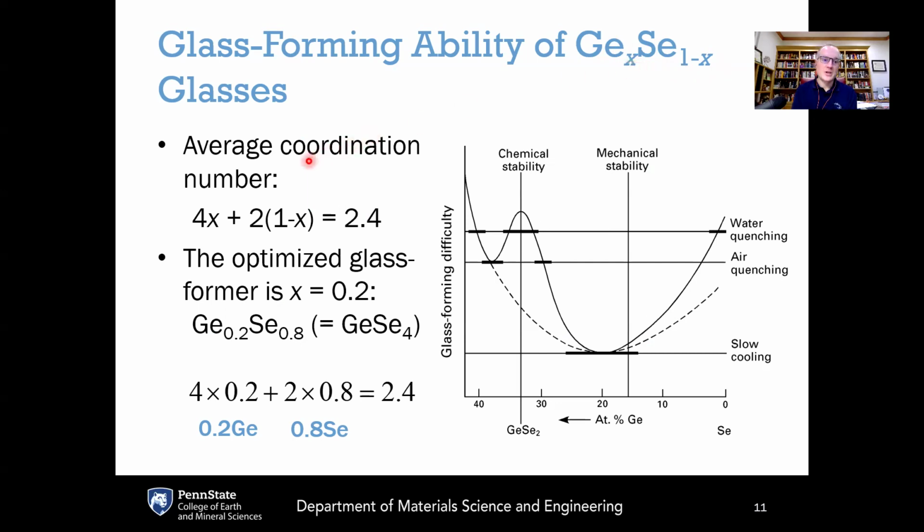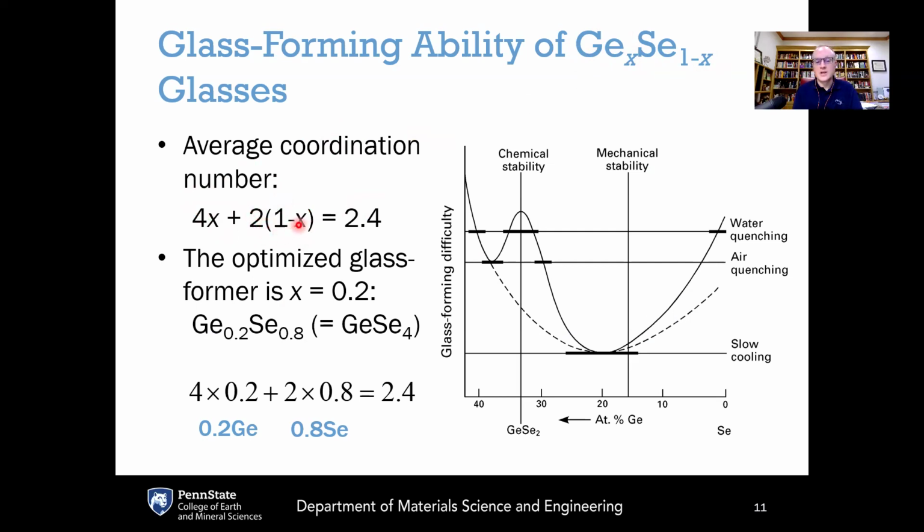Now, the average coordination number of the system, we need to sum up over both species. This first one here, 4x, is the contribution from the germanium. We've got x mole fraction of germanium, and the germanium is 4-fold coordinated, so this contribution is 4x. With selenium, the mole fraction is 1 minus x, and the coordination of selenium is 2, so we've got plus 2 times (1 minus x). The first term is the contribution from the germanium, and the second term is the contribution from selenium.